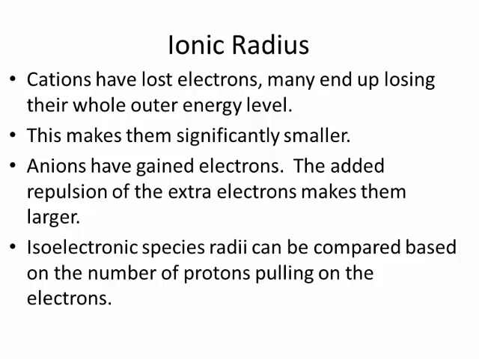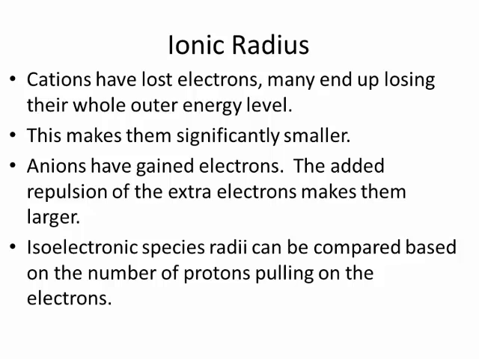Ionic radius: we know that cations have lost electrons, and when they do that, most of the time they are losing their whole outer energy level, at least for the majority of the ones that we deal with. By losing that whole outer energy level, they have a greater effective nuclear charge on a smaller number of electrons, which makes them significantly smaller. In fact, a sodium ion will be smaller than a neon atom because it's got more protons pulling on the 10 electrons at that point.